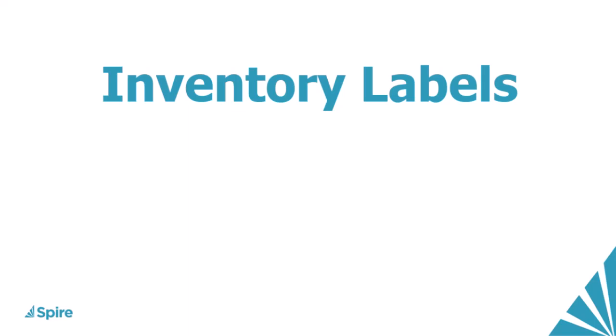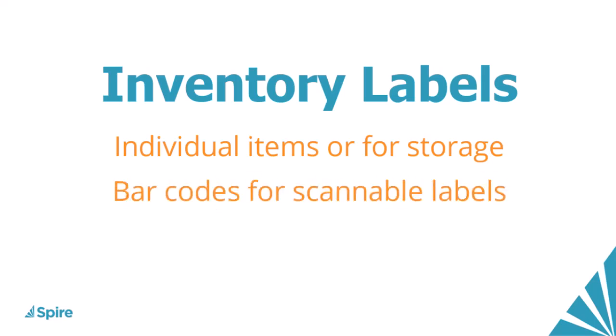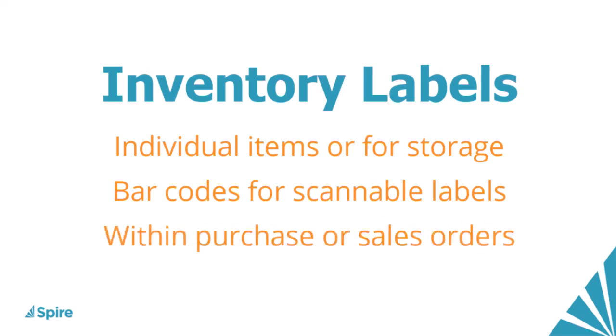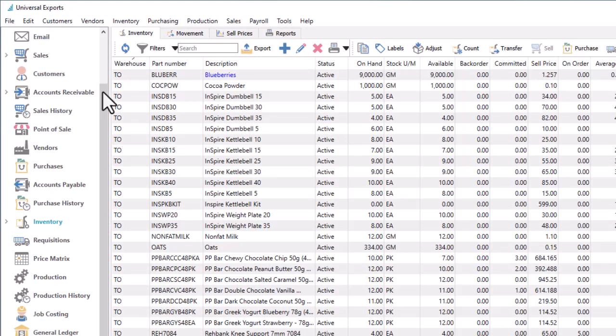Spire allows printing inventory labels for either individual items or for storage identification. This includes using barcodes for using scannable labels. Labels can also be printed either when purchasing and receiving new inventory or when shipping inventory on sales. There are many different places from which you can print inventory labels.